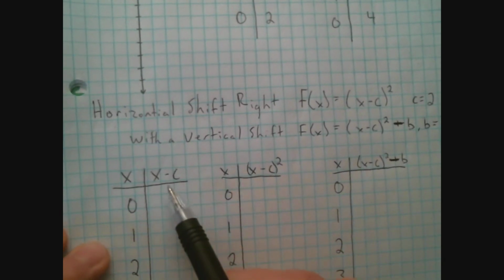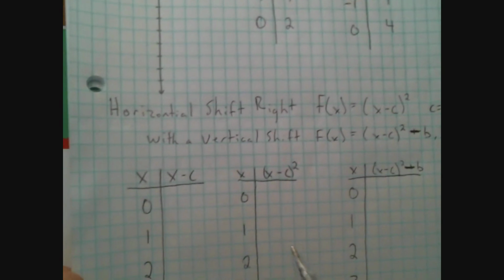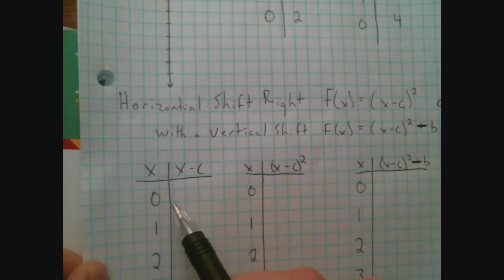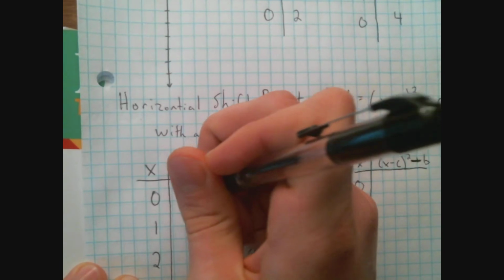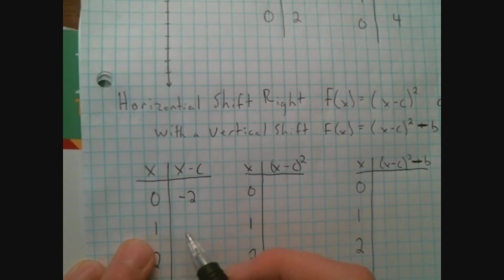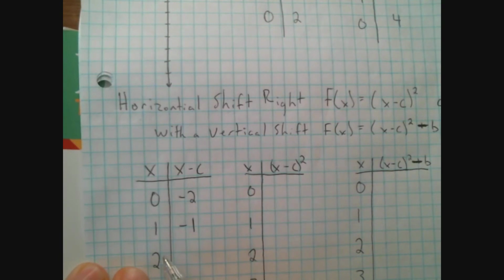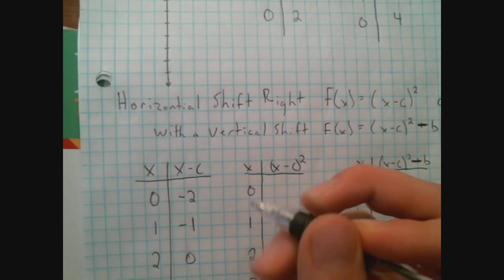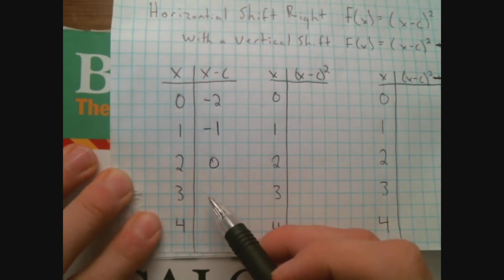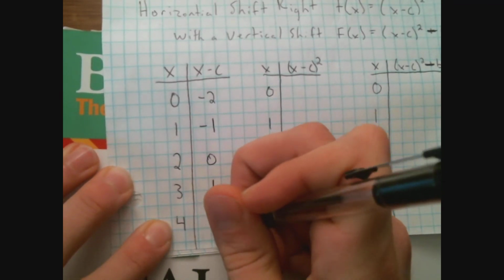So first we're going to look at x minus c, this part of the function right here. So remember that c is 2, so 0 minus 2 is negative 2. 1 minus 2 is negative 1. 2 minus 2 is 0. 3 minus 2 is 1. And 4 minus 2 is 2.